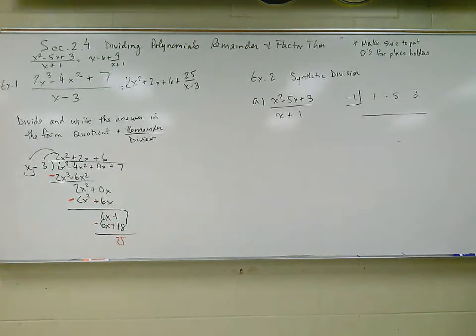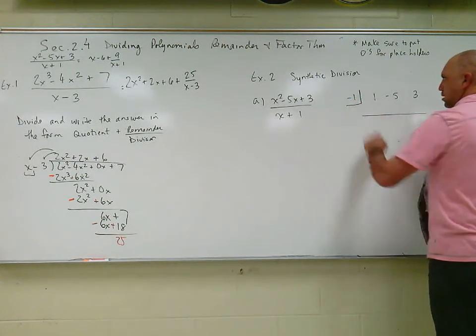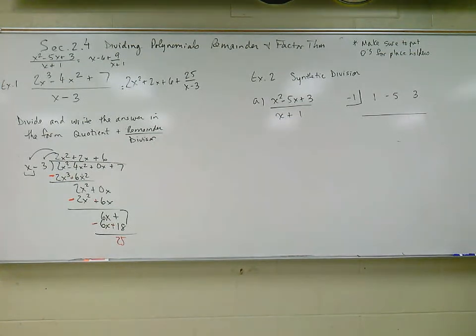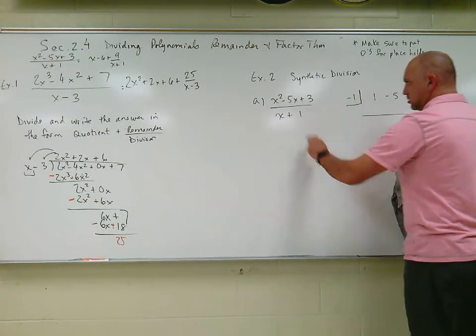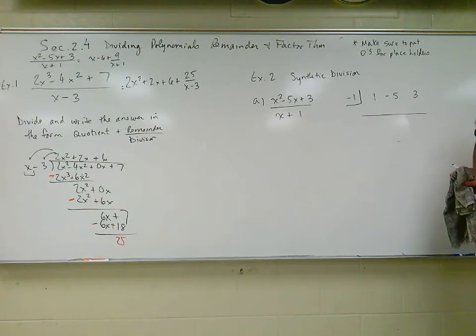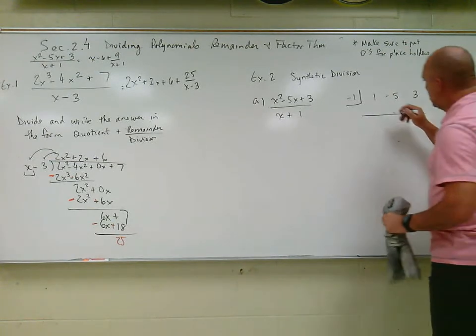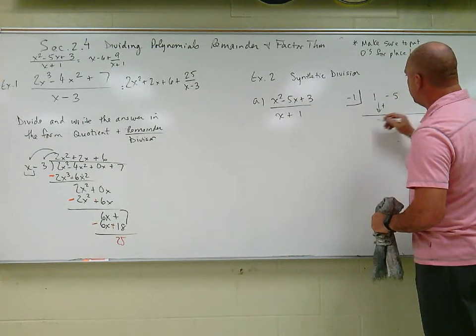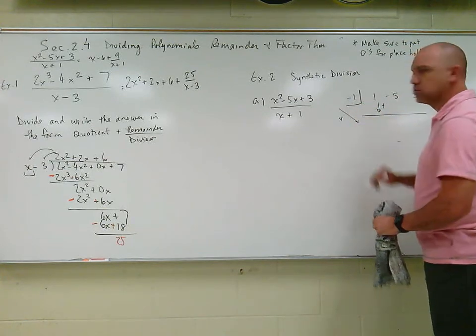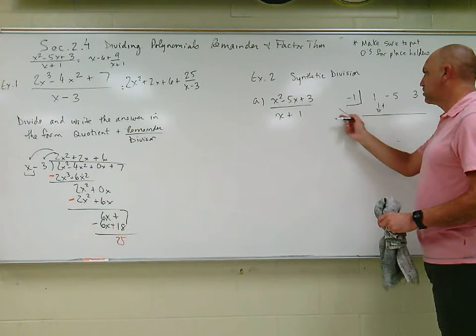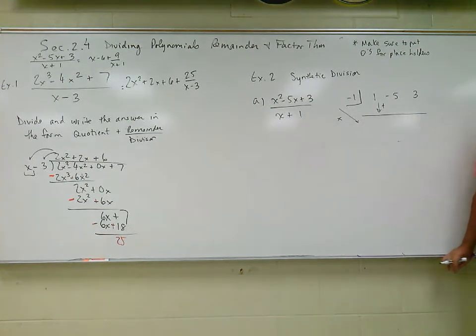So it's set up similar to how we did our division before, except I'm using the number that makes this 0, and I'm using all those coefficients in there. Here's what you've got to remember. Vertically, you add, and diagonally, you multiply. If you can just remember those two things, it's pretty easy. Vertically we add, and diagonally we multiply. And what's the first thing we do?